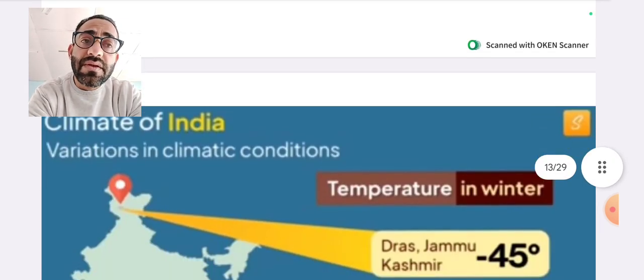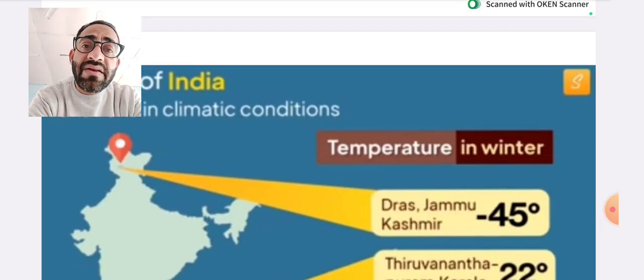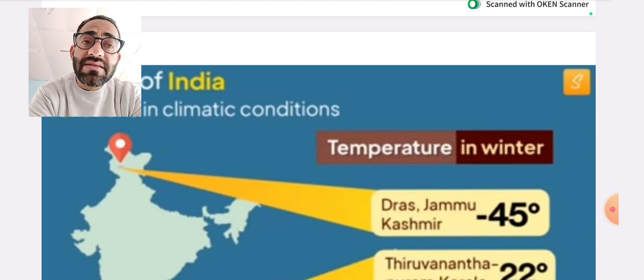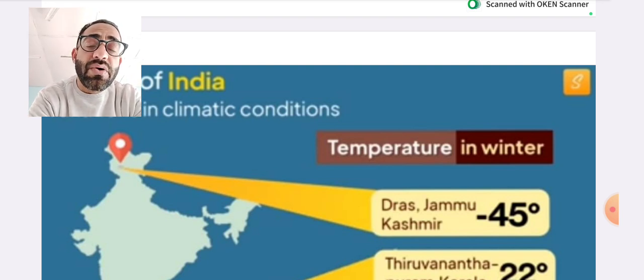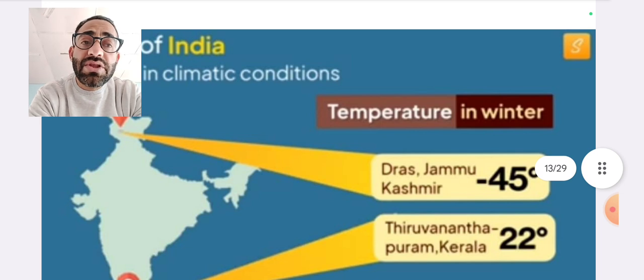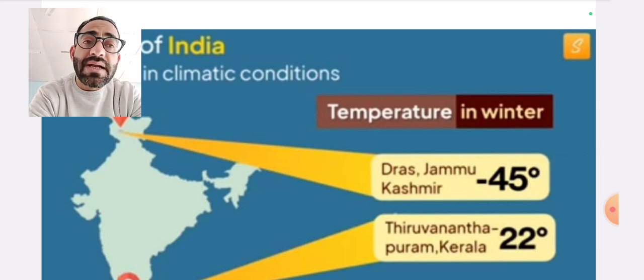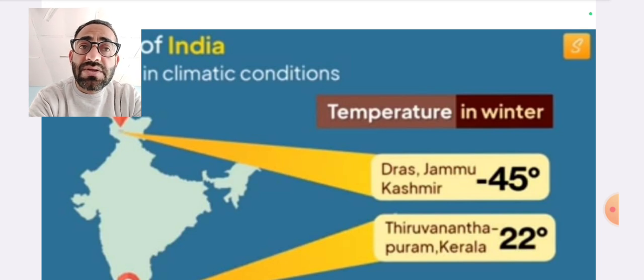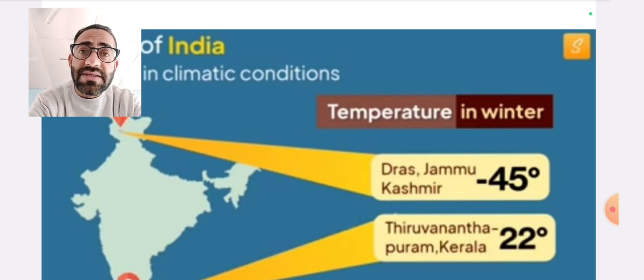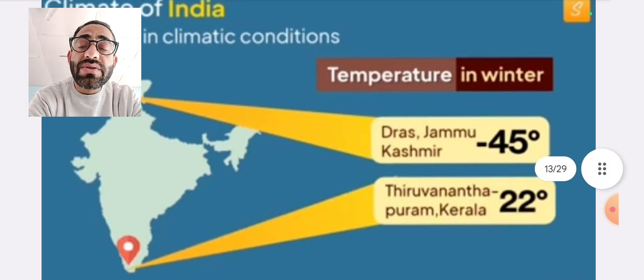Now, variation of temperature in winter season. Jammu and Kashmir, especially Dras in Ladakh, has a temperature of minus 45 degrees Celsius during winter season. In the same season, Thiruvananthapuram in Kerala, the southernmost state of India, has a temperature of 22 degrees Celsius. So it means there is great variation in temperature in winter as well as in summer season. Okay, this is about the variation in temperature.